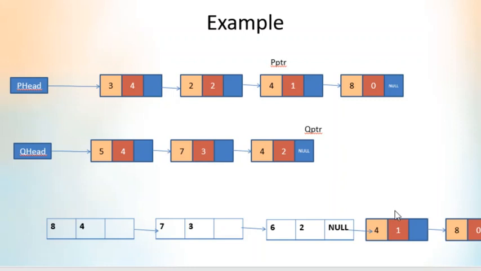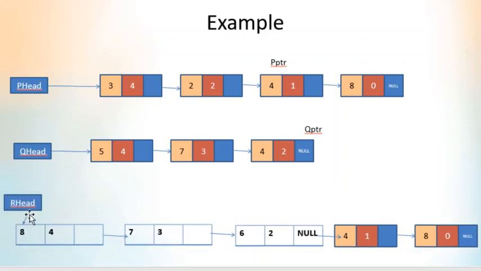And this is our resultant polynomial. So this is our head, which is pointing to the first node in the sum of these two polynomials. So here you can see the answer is 8x raised to 4 plus 7x raised to 3 plus 6x raised to 2 plus 4x plus 8. So this is the result after addition of two polynomials.